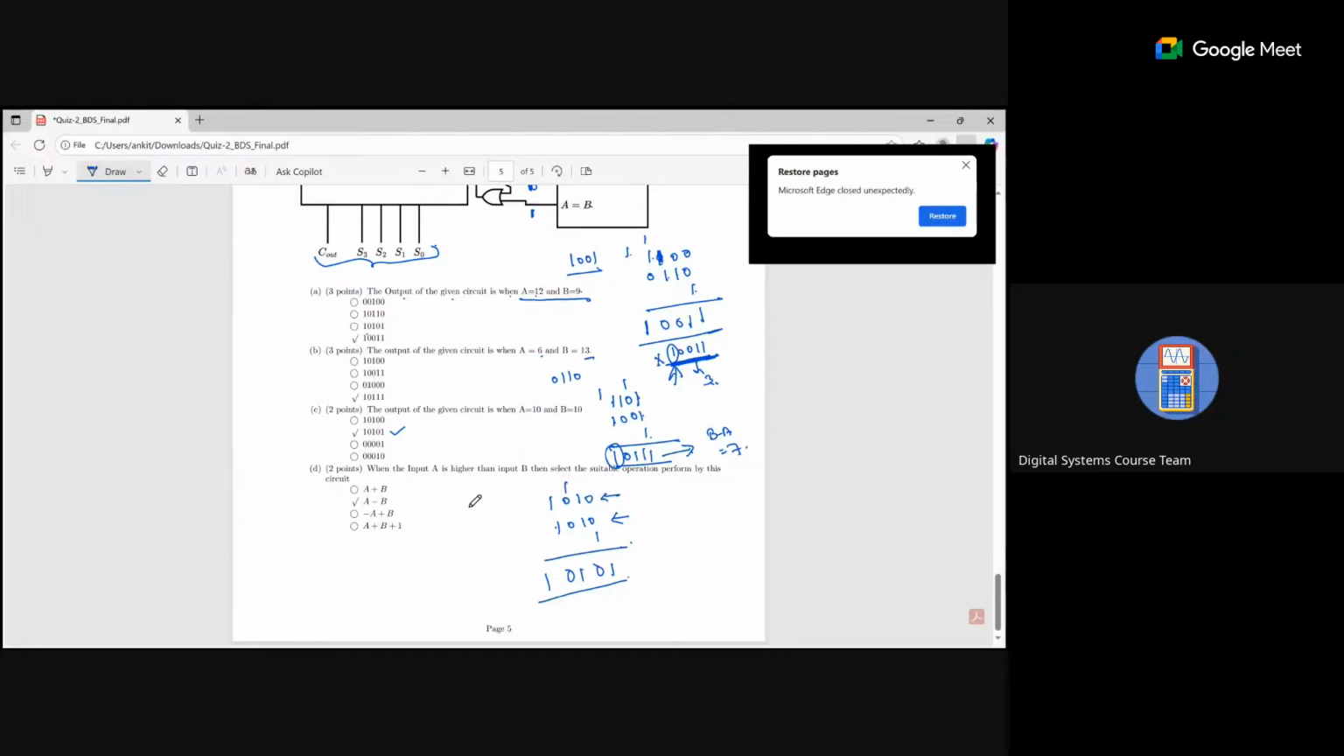Now when the input A is higher than input B, select the suitable operation performed by the circuit. When A is higher than B, we are doing A plus B bar. A is higher than B, so with A 12 we take the complement of B, that is B bar, and C is equal to 1. So A plus B bar plus 1, which means the A minus B operation is performed.